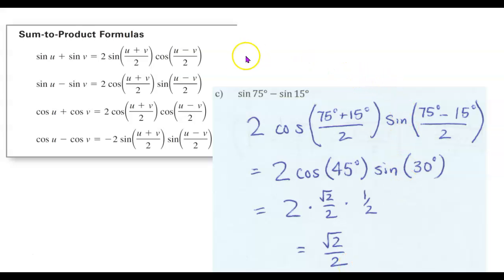You could check that on a calculator if you want. Make sure it's in degrees mode. Ask it what the sine of 75 minus the sine of 15 degrees is. And then compare that number with the square root of 2 divided by 2. It should be the same thing, 0.707 something.